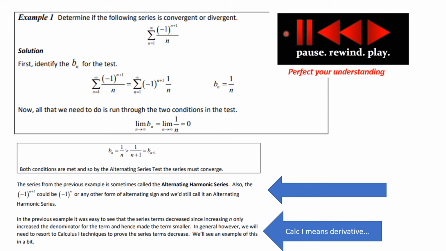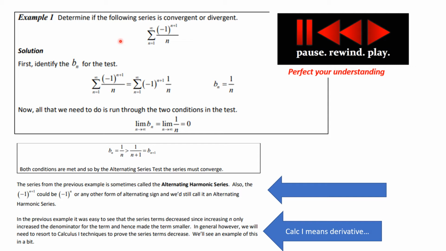So example 1, determine if the following series is convergent or divergent. It is the summation from n equal 1 to infinity of minus 1, whole raised to the n plus 1, divided by n. And you should write out a few terms here to see what it is. So what we're going to do then is when n is equal to 1, it will be 1, minus 1/2, plus a third, minus a fourth, and so on.